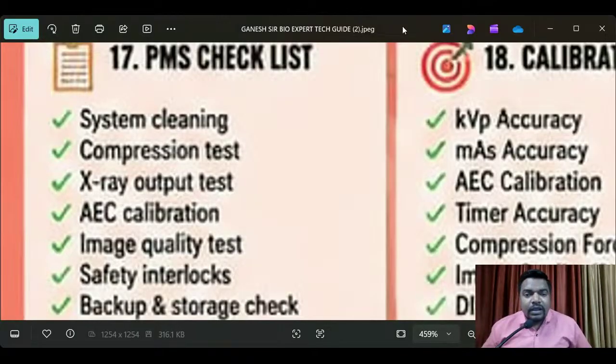I'm giving it here. Now, the PMS checklist of mammography. Try to make notes, take the points, try to improve your life, and implement them in your duty. The PMS checklist of mammography: system cleaning, compression test, X-ray output test, AEC calibration, image quality test, safety interlocks, and backup and storage check. If you don't know these, no problem. Just communicate with the technician; they will definitely have proper knowledge.